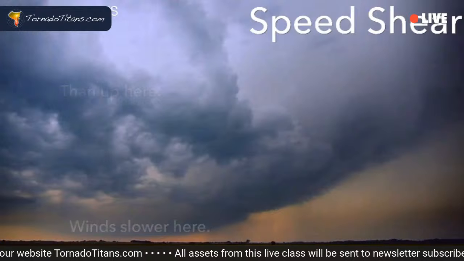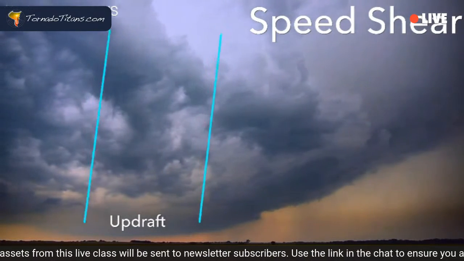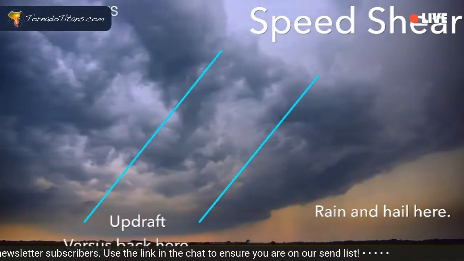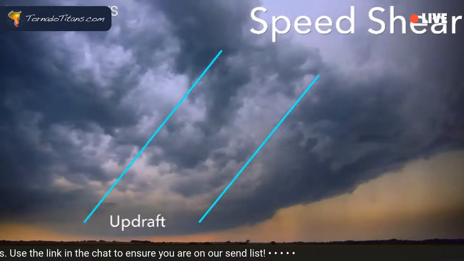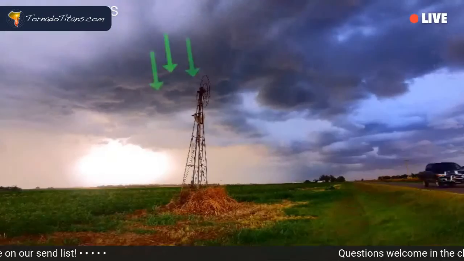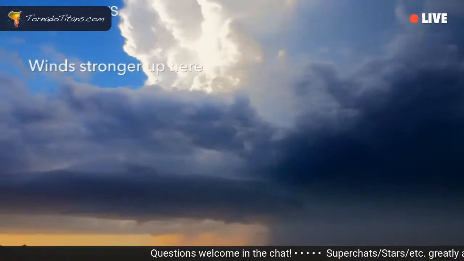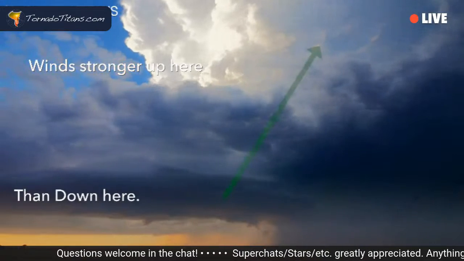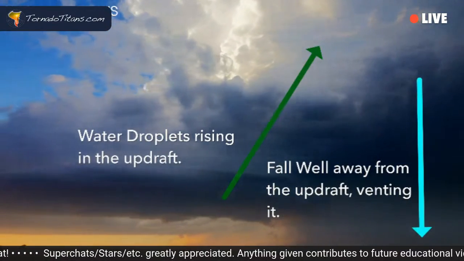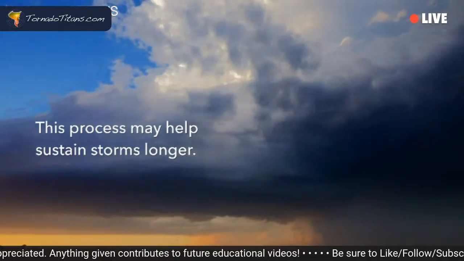Why is that, you ask? Because these gradually stronger winds as you go up will allow for a storm's updraft to tilt over, which then puts the rain and hail away from the updraft. The updraft of a storm is a pretty sensitive process, not unlike Brandon Goforth's emotions, and rain falling back through it will weaken the storm overall. When winds are stronger above than they are below, storms will tend to rain well away from the updraft. This process of venting allows for the downdraft to reinforce the updraft, which could help sustain supercell storms for hours at a time.